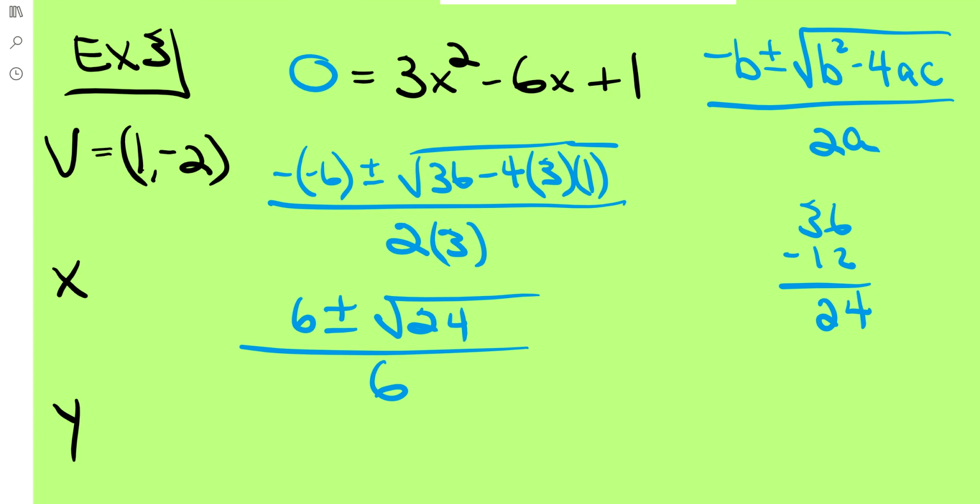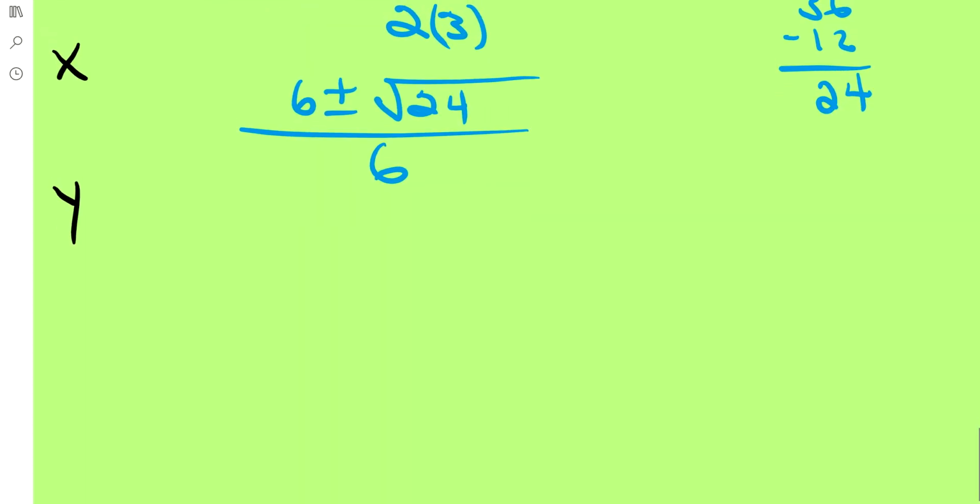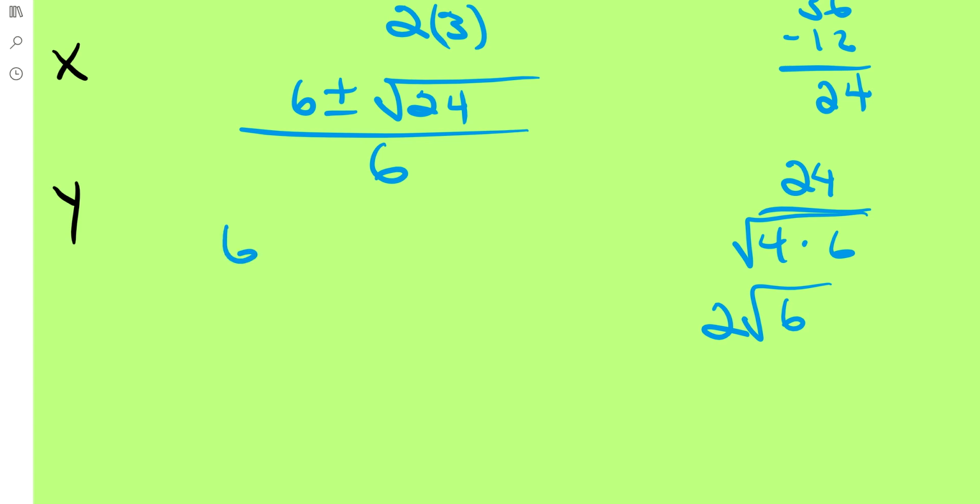So I got some simplifying to do here. Let's take the 24. That would be 4 times 6 is 24. If I take the square root of that, square root of 4 is 2, comes out, and the 6 remains inside. So it looks like I'm going to have 6 plus or minus 2 root 6, all divided by 6.